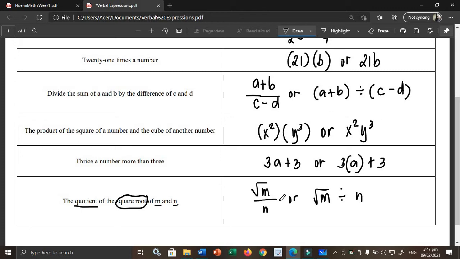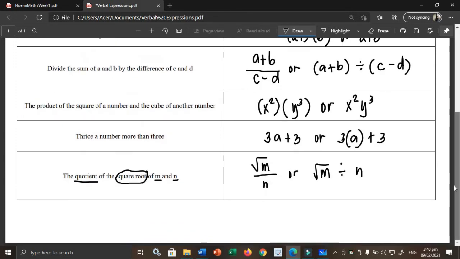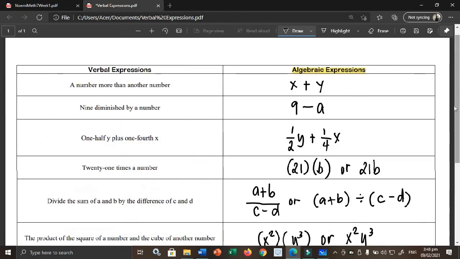So, huwag kayo malilito doon, hindi po naka-square root si n. Kung naka-square root si n, ang nakasulat dapat dyan is the quotient of the square root of m and the square root of n. Okay? So, doble dapat. So, yun lang. That is how you translate verbal expressions into algebraic expressions.